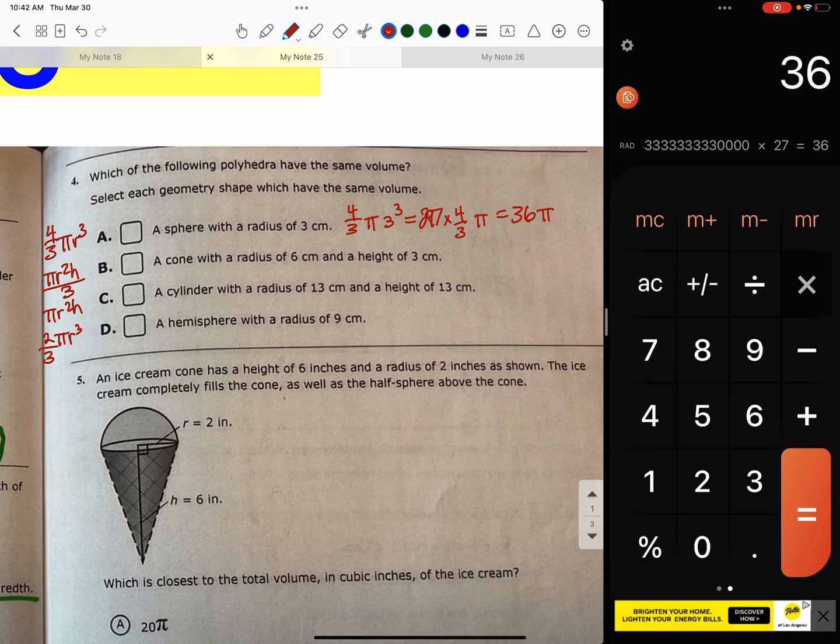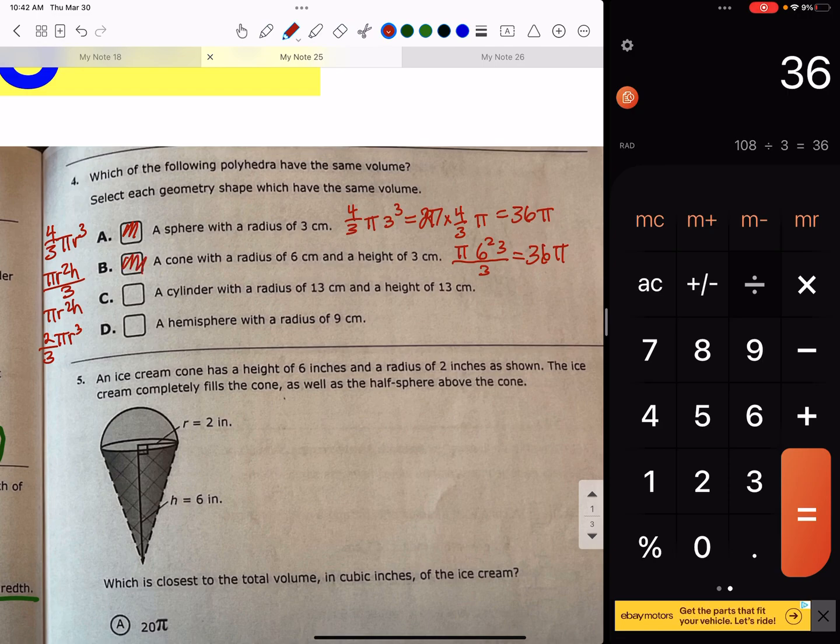A cone with radius of 6 and a height of 3. So pi times 6 squared times height, which is 3, divided by 3. This is 6 times 3 equals, divided by 3 equals 36 pi. All right, we're done. Oh, select each shape that has a volume, so it might be more than one.